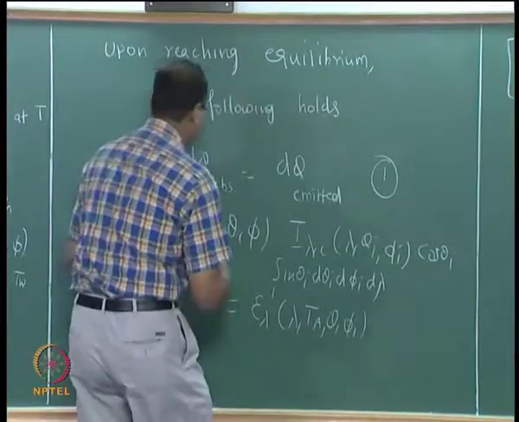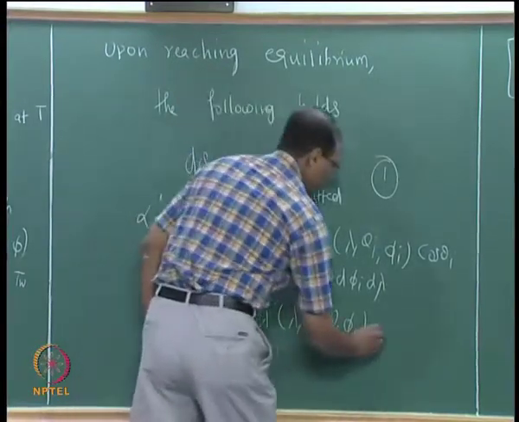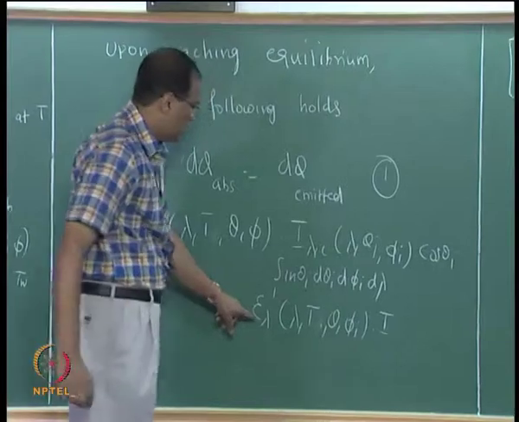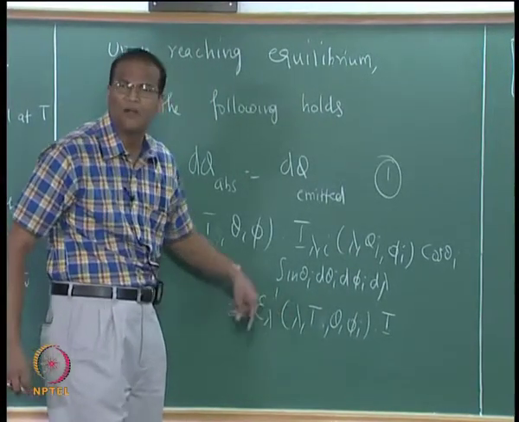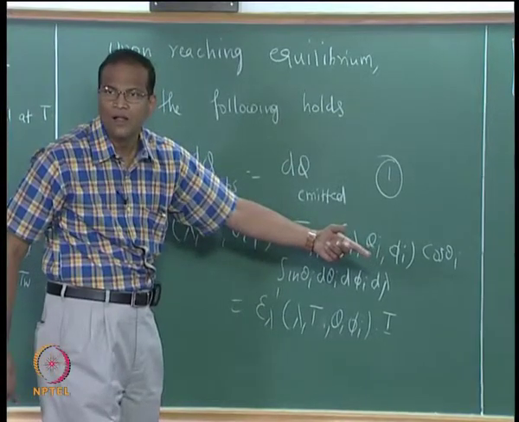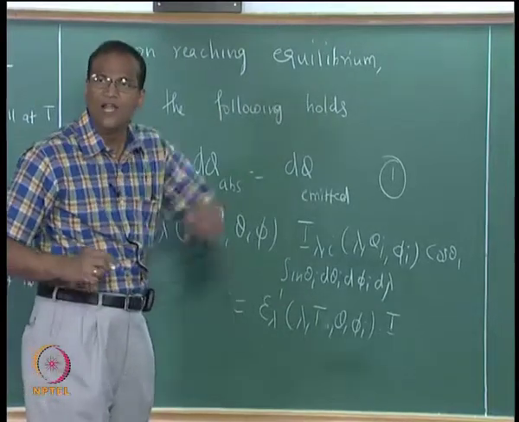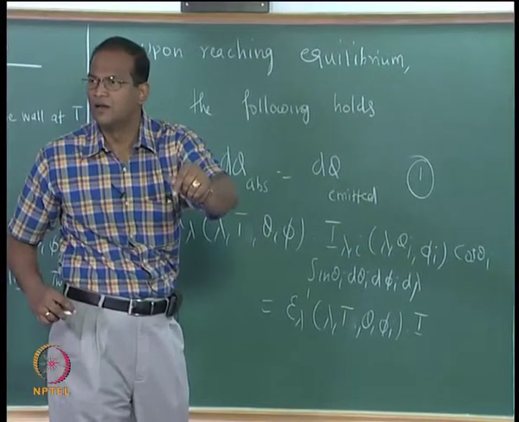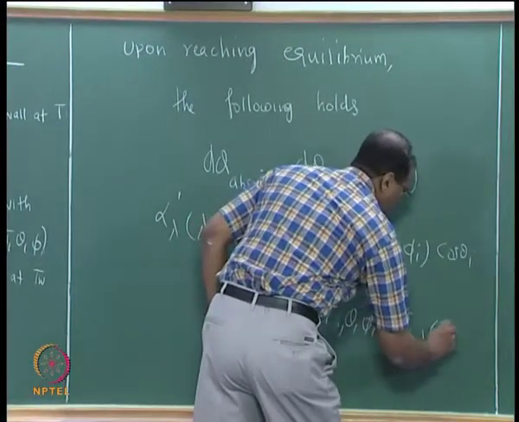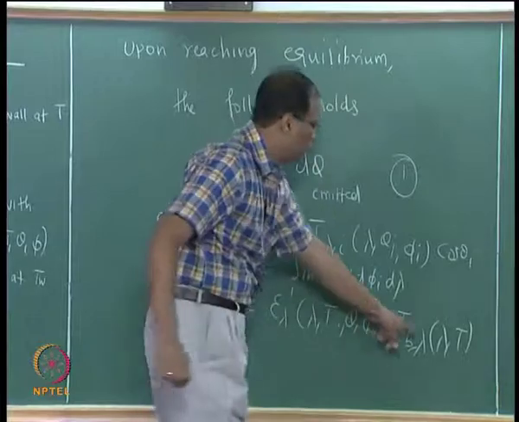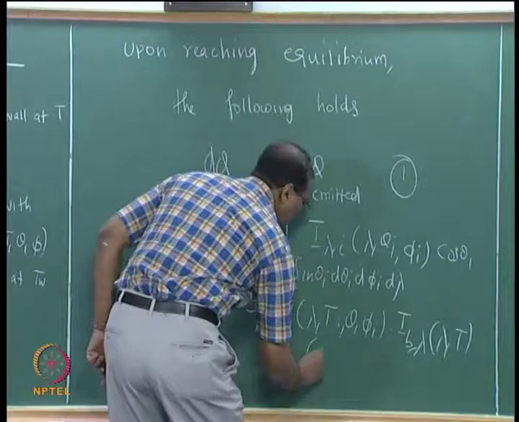Now I will use only T for this. Now epsilon lambda dash, I should not put I lambda i, epsilon lambda dash multiplied by I B lambda, correct. I B lambda corresponding to what, which temperature? T, very good. I don't have to put theta and phi because I B lambda is independent of theta and phi, okay, but cos theta and other things will come.